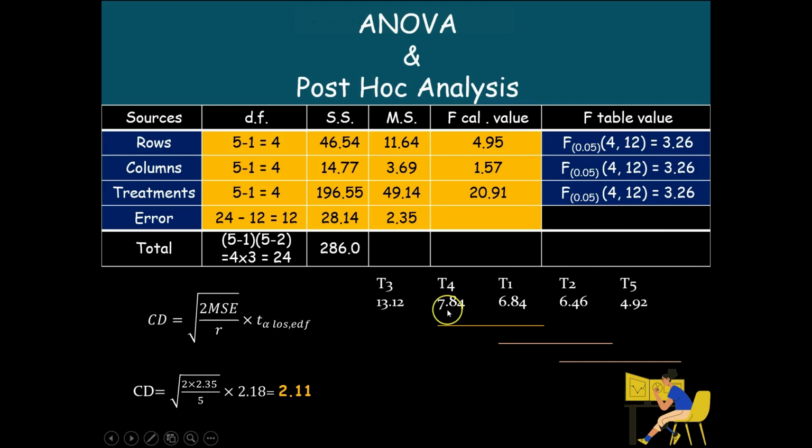Now in order to do the post hoc analysis, like in other designs, we get the critical difference or least significant difference. Here the least significant difference is 2.11, and you can see T5 and T3 are significantly different from each other, because the difference between these two is greater than this standard value. The rest of the treatments are not significantly different from each other.